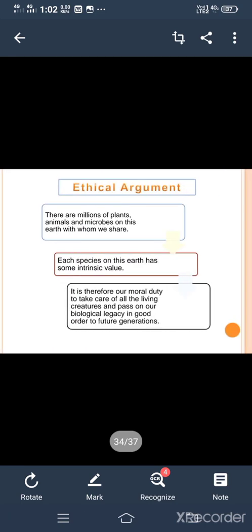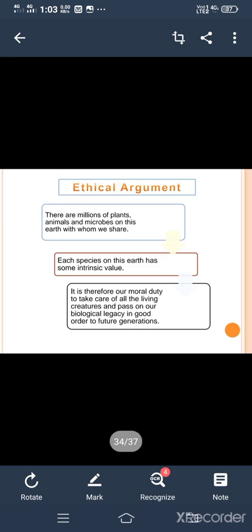Ethical argument. There are millions of plants, animals and microbes on this earth with whom we share. Ethically, why do we have to conserve biodiversity? There are millions of plants and animals, each interdependent on each other, so we have to conserve all types of organisms. Next, each species on this earth has some intrinsic value, from microscopic to macroscopic. It is therefore our moral duty to take care of all living creatures and pass on our biological legacy in good order to future generations.